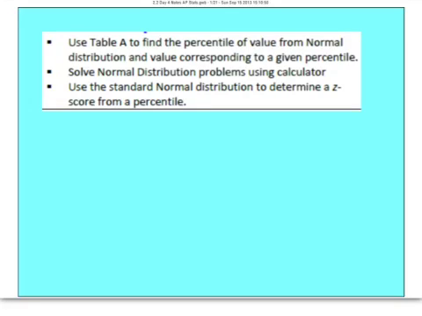As we continue on in section 2.2, the three objectives we're going to address in these notes are: continue to use table A to find the percentile from the normal distribution, reiterate solving the normal distribution using the calculator, and then use the normal distribution to determine the z-score. Basically, we're going to go backwards, and we looked at a little bit of that yesterday.